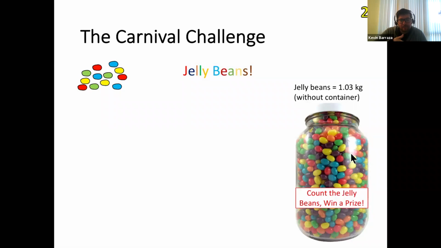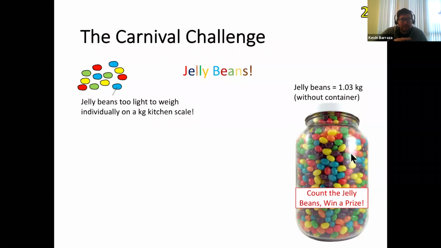And so that's exactly what we might want to do. Though if we're at a house party or a carnival, we might not have access to a chemist-grade scale or balance used to weigh things. So if I try to weigh an individual jelly bean, it would probably be too light to register on, say, a kitchen scale.